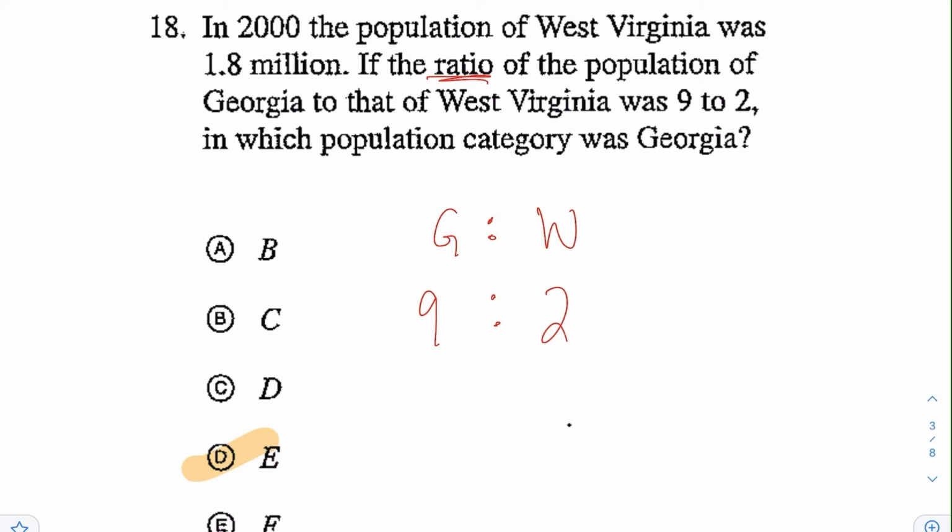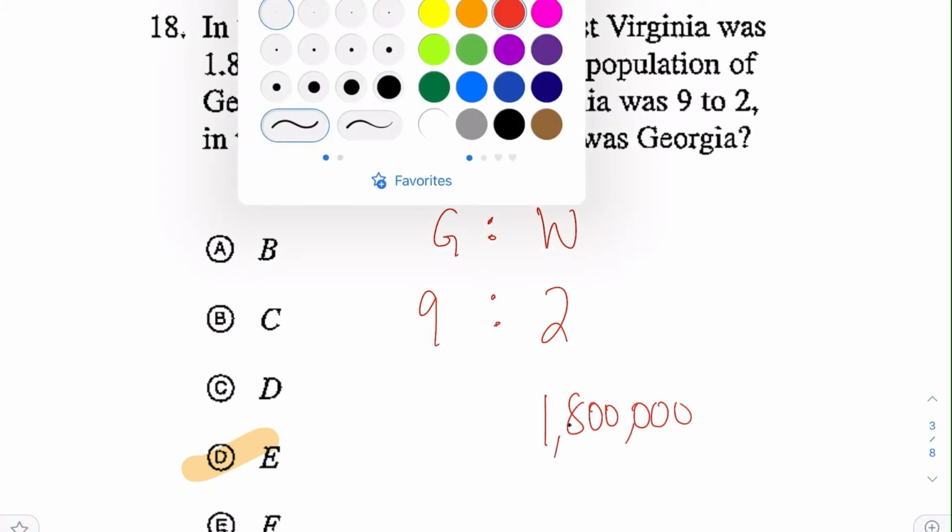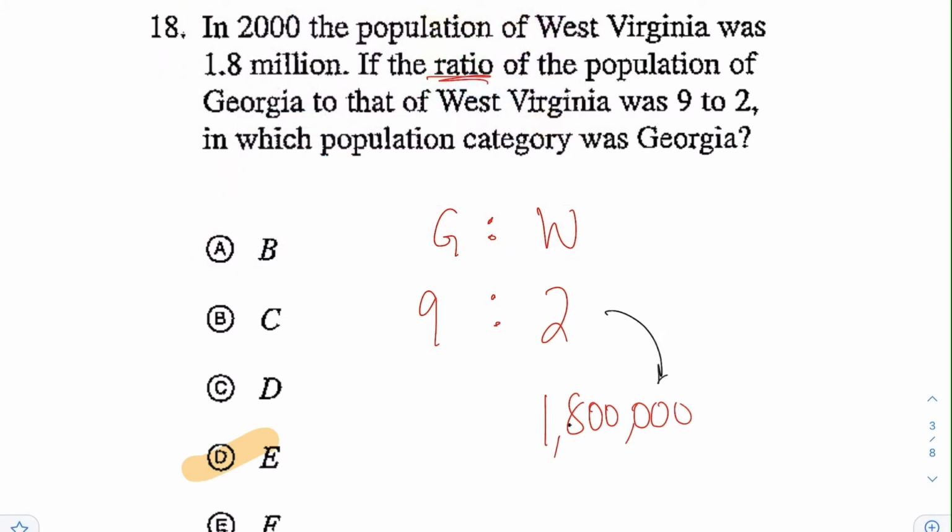In reality, though, the population of West Virginia is 1.8 million. So 1.8 million is 1,800,000. So from here to go from 2 to 1.8 million, you have to multiply by 900,000. Same as on the other side, you also have to multiply by 900,000. And that means the population of Georgia will be 8.1 million.